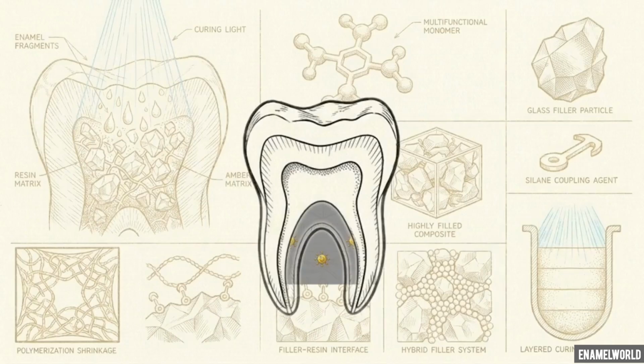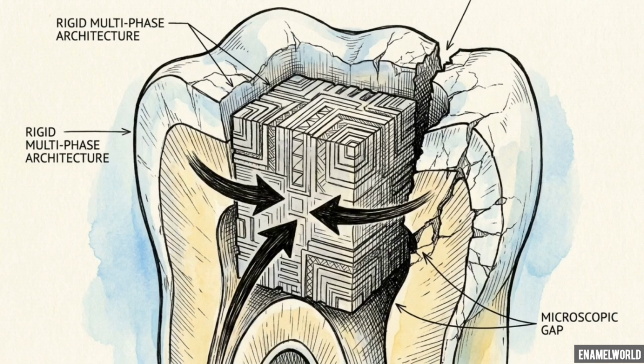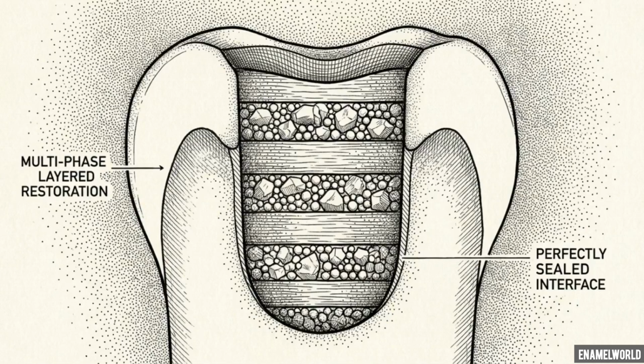Furthermore, standard composites cannot be placed in massive bulk. The photoinitiators have a strict depth of cure limit. Blue light cannot penetrate deep, leaving the bottom layer unpolymerized. To overcome this, clinicians rely on incremental placement, carefully building and curing the restoration in small 2mm layers. This layered approach also serves as the primary clinical defense against polymerization shrinkage, controlling volumetric loss and reducing stress on the cavity walls one increment at a time.